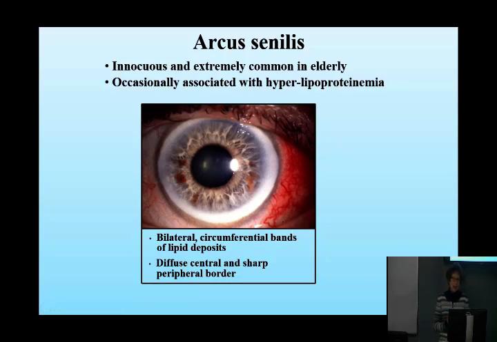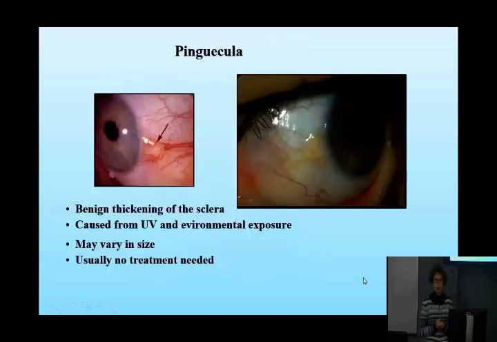Pinguecula, this is a benign thickening of the sclera. If you look at yourself in the mirror, you will probably find a pinguecula on your own eye. It is a little localized thickening of the conjunctiva that's on top of the sclera. And it's our body's protective mechanism against sun exposure and wind exposure. If you've been outside a lot, you're going to have these little yellowy plaques. It's just a little bit of thickening of the tissue right there. They can vary in size. They usually don't grow real large.